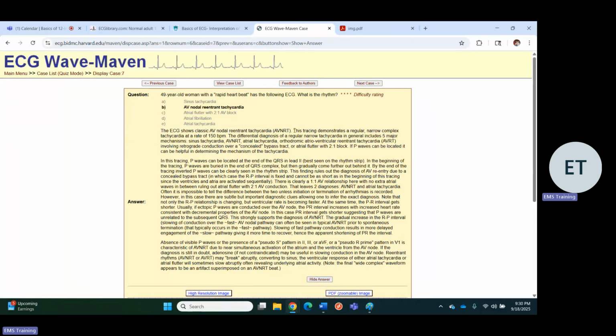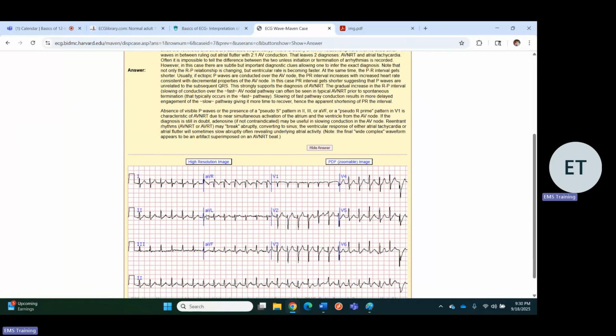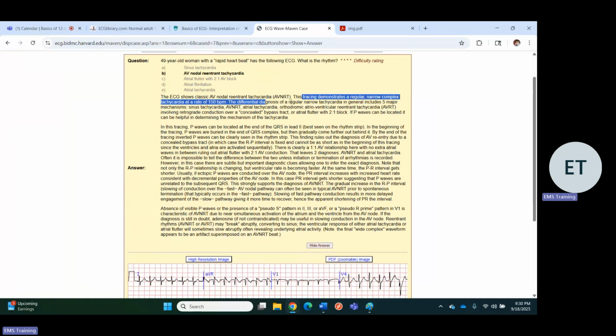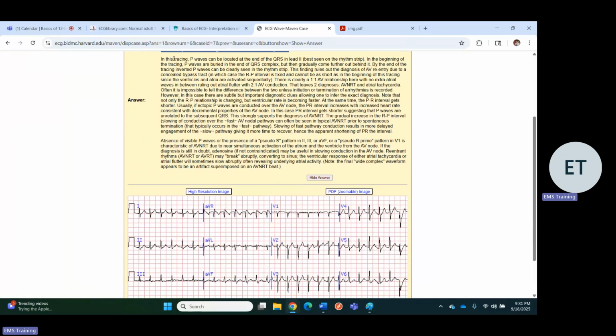Yeah. So I don't know about classic. I wouldn't say that. There are some tough characteristics of the ECG. Tracing demonstrates a regular narrow complex tachycardia, rate of about 150. The differential diagnoses for regular narrow tachycardia in general include 5 major mechanisms: sinus, AVNRT, atrial tachycardia, orthodromic atrioventricular reentrant tachycardia involving retrograde conduction over a concealed bypass tract, which we talked about, or a flutter with a 2-to-1 block. If P waves can be located, it can be helpful in determining the mechanism of the tachycardia. In this tracing, P waves can be located at the end of the QRS complex and in lead II.